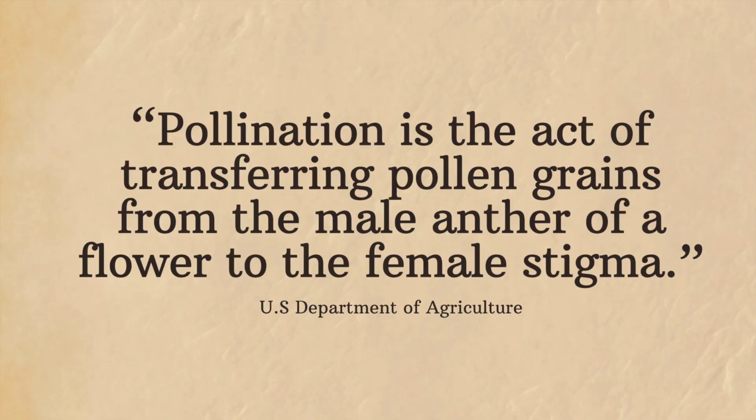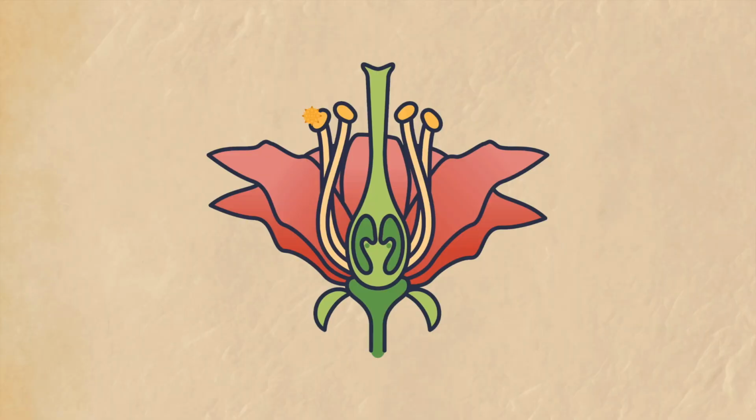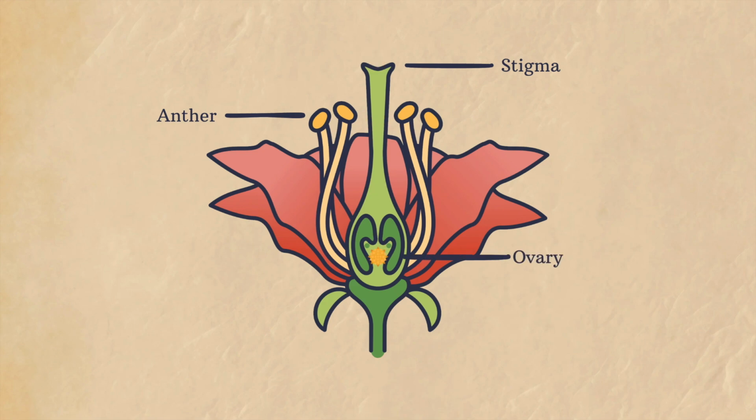You've probably heard the word pollinator before, or pollination, but what does that actually mean? Pollination is defined as the act of transferring pollen grains from the male anther of a flower to a female stigma. Essentially, pollination is the process by which plants are able to reproduce. Pollen grains move from the male reproductive structure, the anther, to the female reproductive structure, the stigma. These pollen grains then travel down into the ovary to fertilize the ovule, or egg.